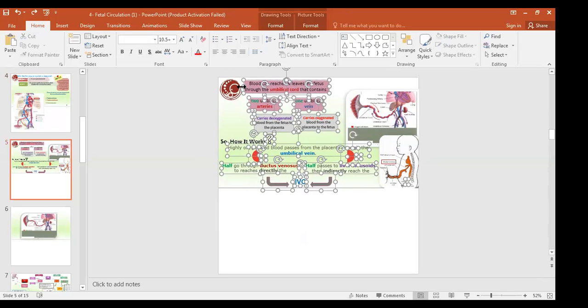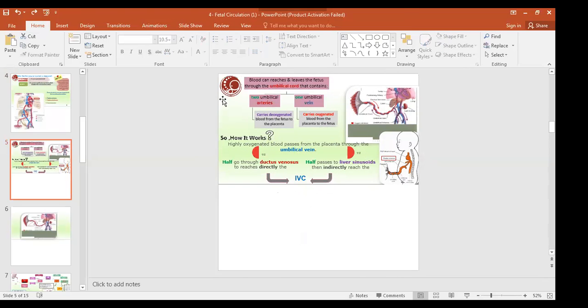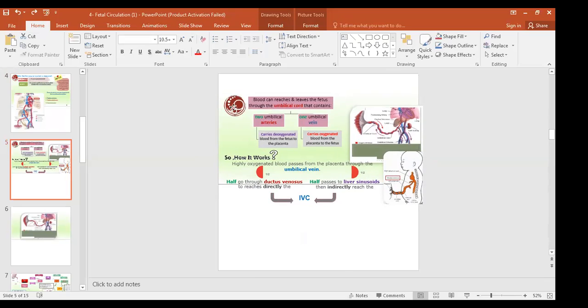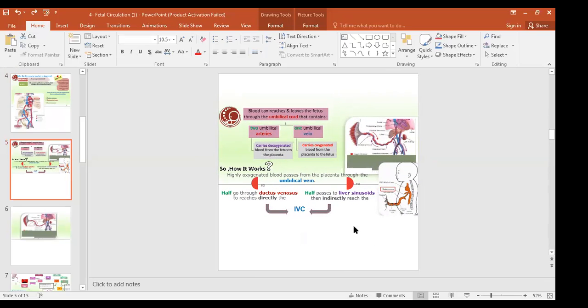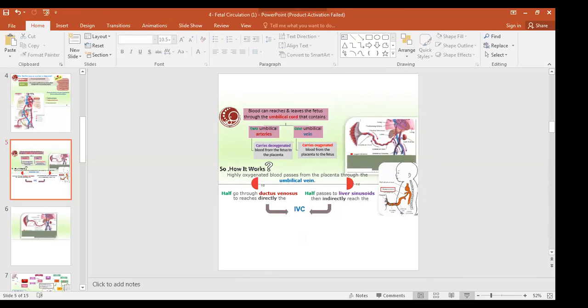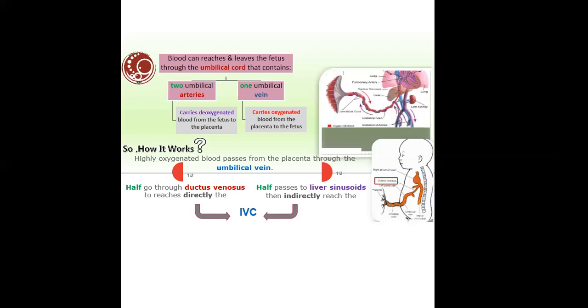They are interrelated. We work with the three-dimensional simulation. So the blood can reach and leave the fetus through the umbilical cord.